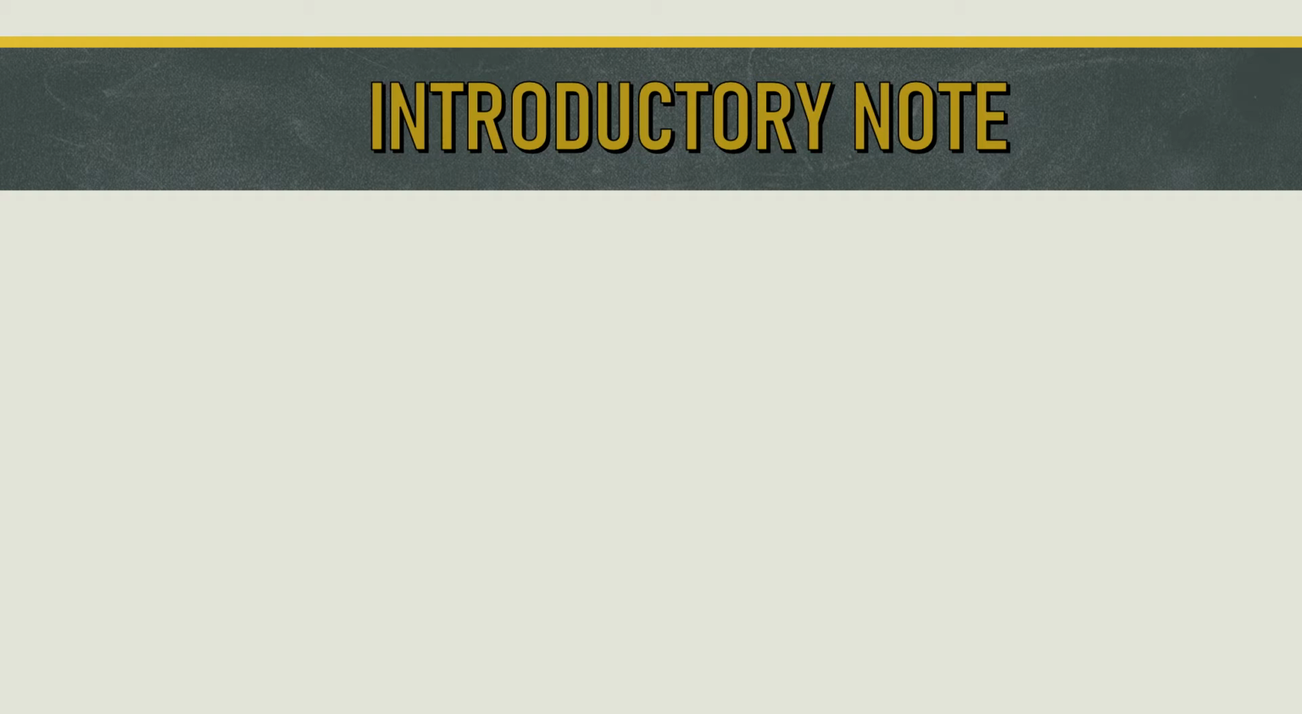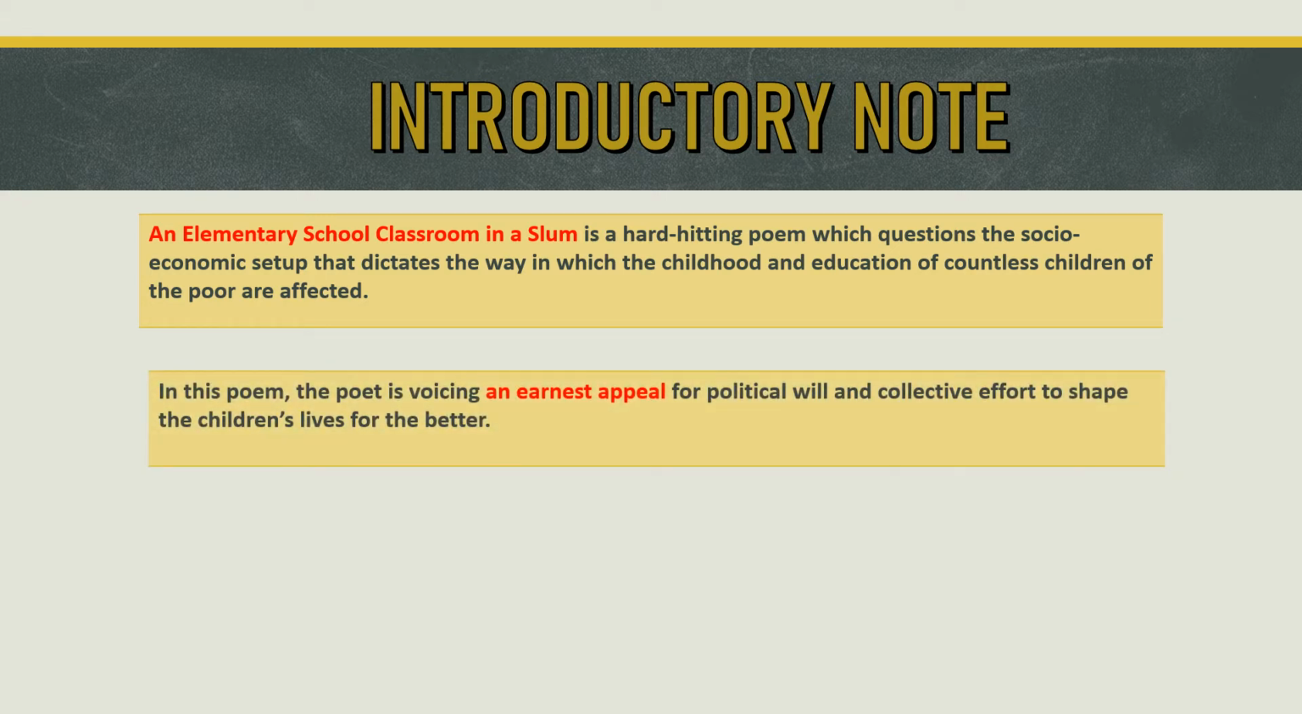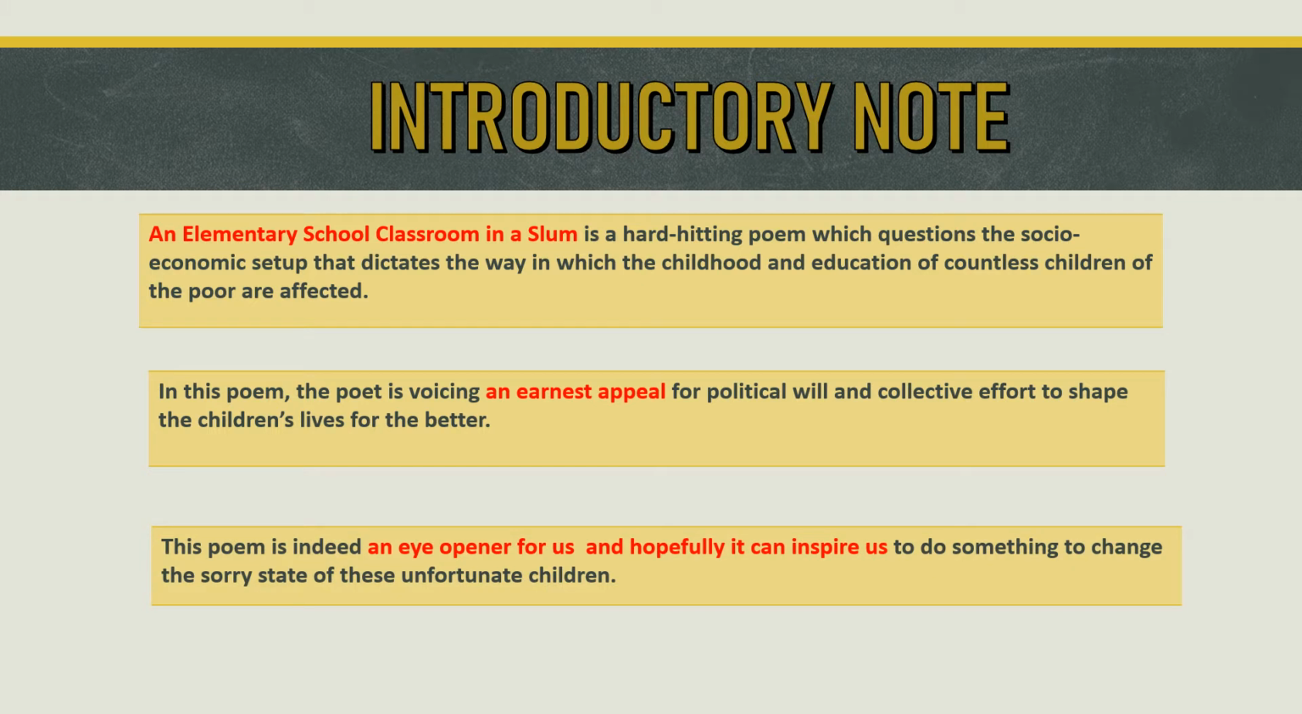Before moving on to the summary, let me give you the overview of this profound poem. An Elementary School Classroom in a Slum is a hard-hitting poem which questions the socio-economic setup that dictates the way in which the childhood and education of countless children of the poor are affected. In this poem, the poet is voicing an earnest appeal for political will and collective effort to shape the children's life for the better. This poem is indeed an eye-opener for us, and hopefully it can inspire us to do something to change the sorry state of these unfortunate children.